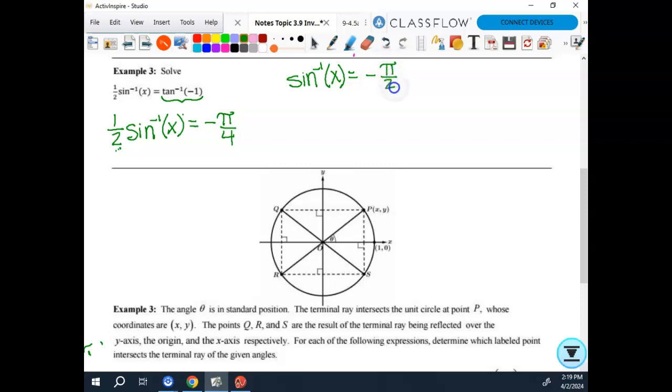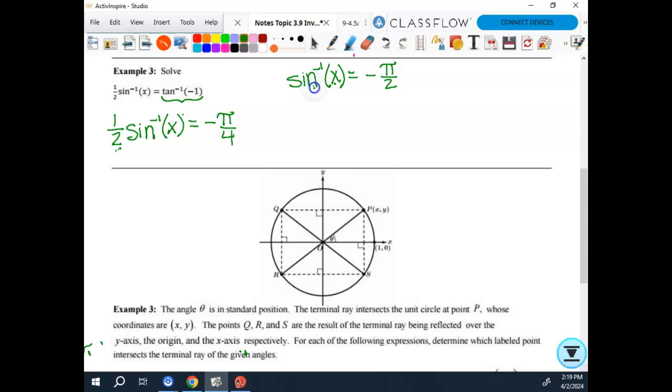Negative pi halves. If you end up writing 2 pi over 4 first, that's fine, but it's negative pi halves. Okay. Now remember, the output of an inverse is angle. And that's what we have here. Sine inverse of some value gives me negative pi halves. But to solve this, I'm not actually taking the sine inverse of anything. I need to get this away from x. And the opposite of sine inverse is sine, right? So I'm going to take the sine of both sides.